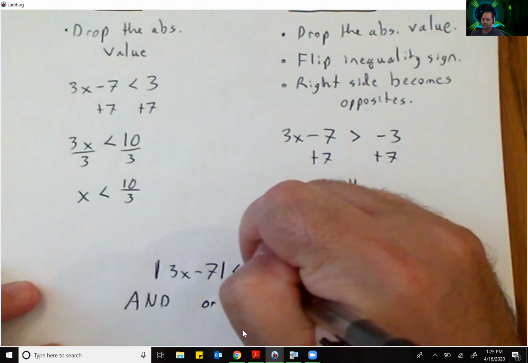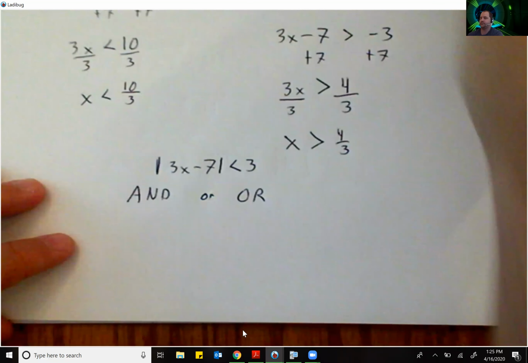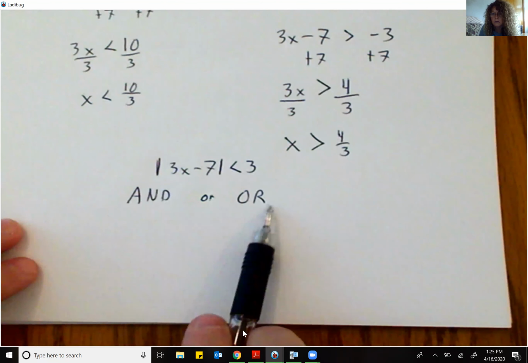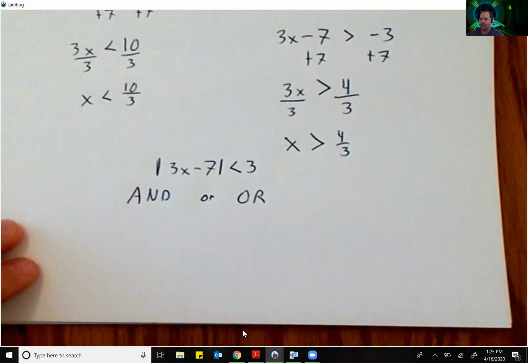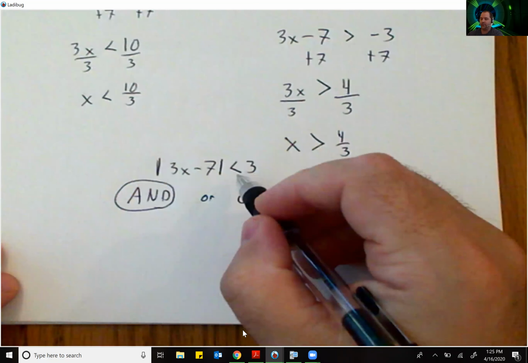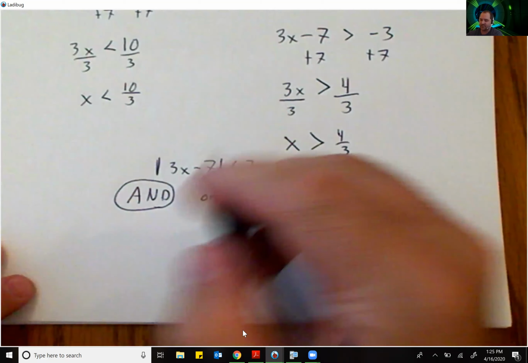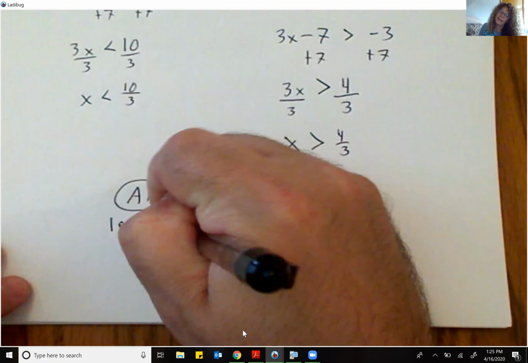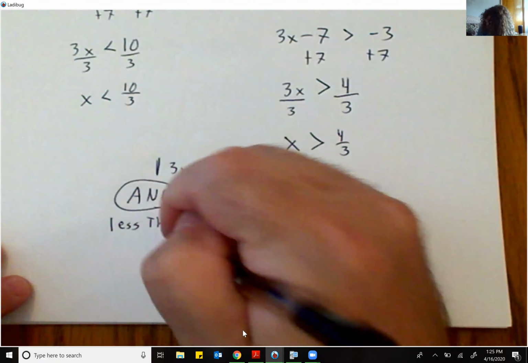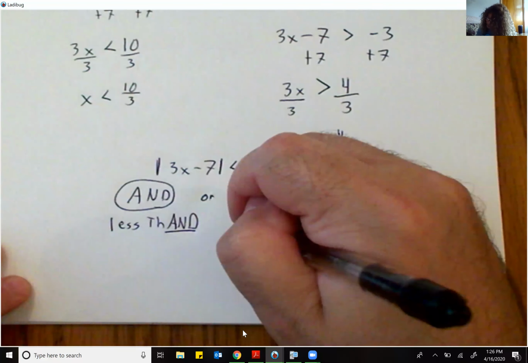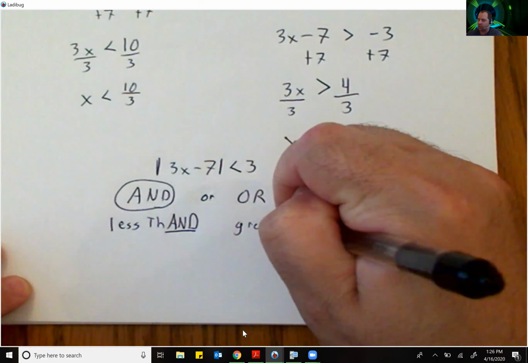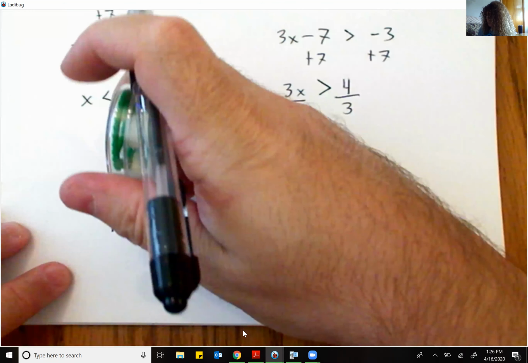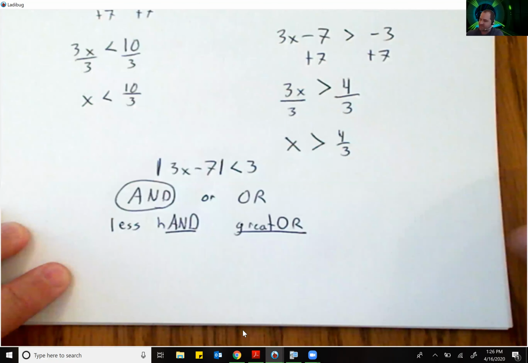So this was our equation. Which one is it? Or. It is not an or. It will actually be an and. Remember that when you look at the symbol and how I told you to pronounce these words, it is less than and greater than. Yes. Now I remember. So this is an and.